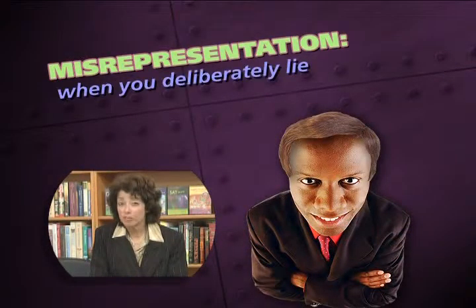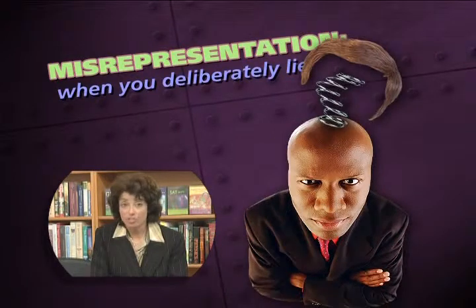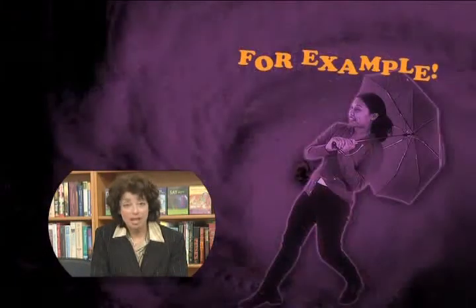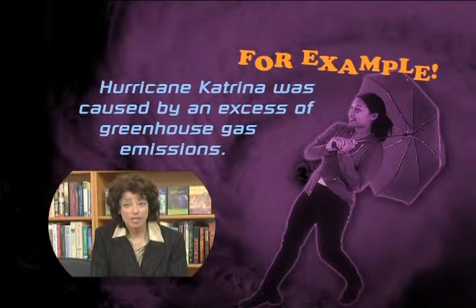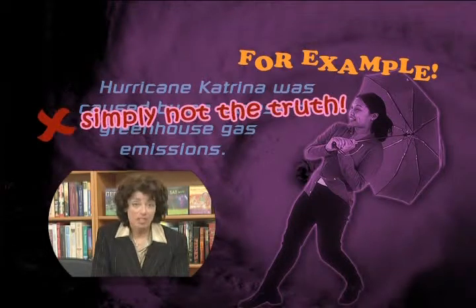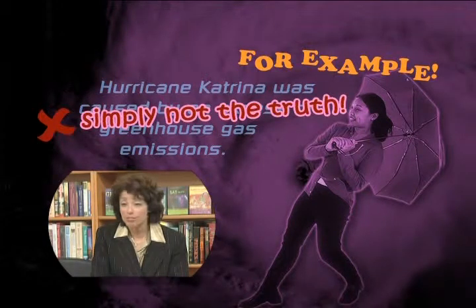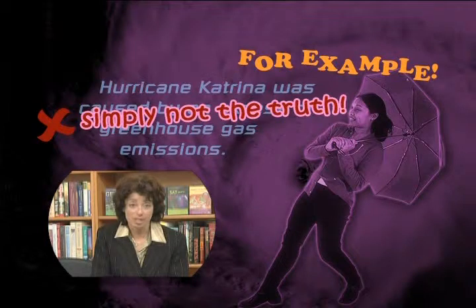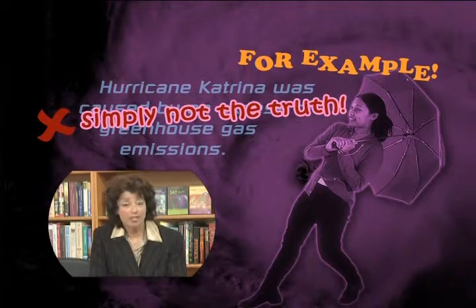Next, we have misrepresentation. That's when you deliberately lie. You just don't tell the truth. For example, Hurricane Katrina was caused by an excess of greenhouse gas emissions. That simply is not the truth. Hurricane Katrina was not caused by greenhouse gas emissions. That would be an example of a misrepresentation.